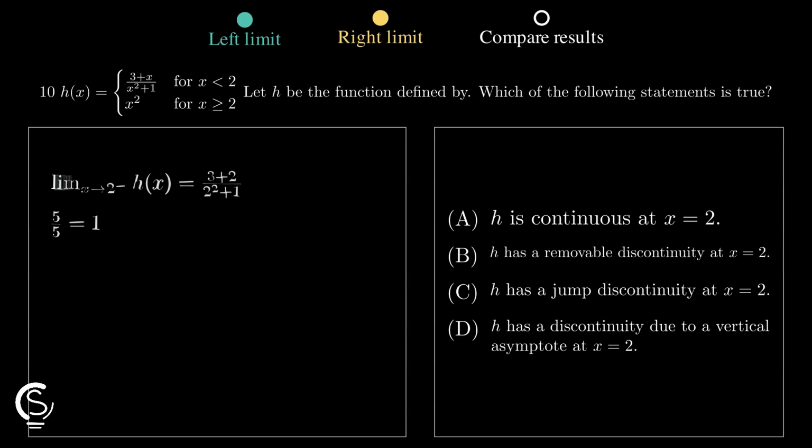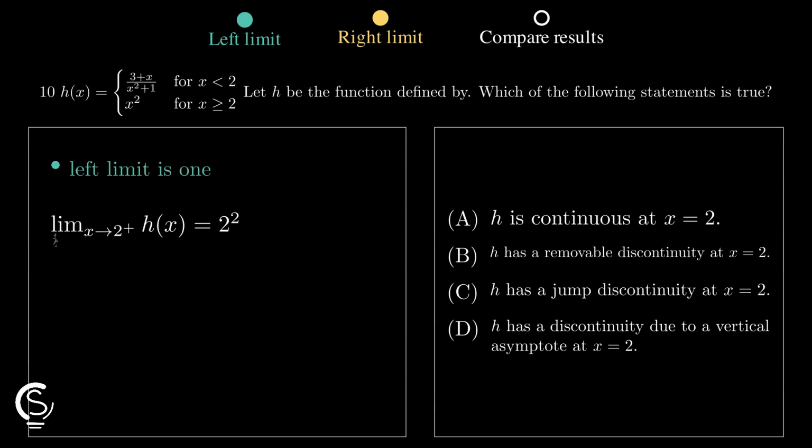Next, evaluate the limit from the right using the second piece of the function. Since x squared is continuous, we simply plug in 2 to get 4. You got this!